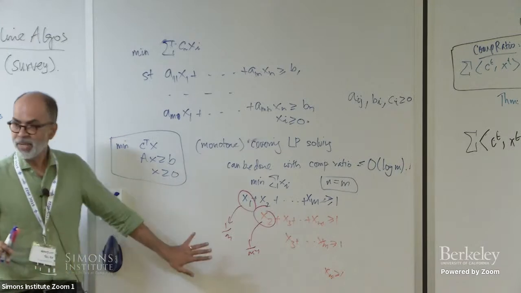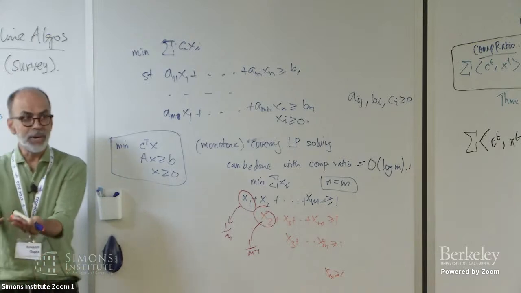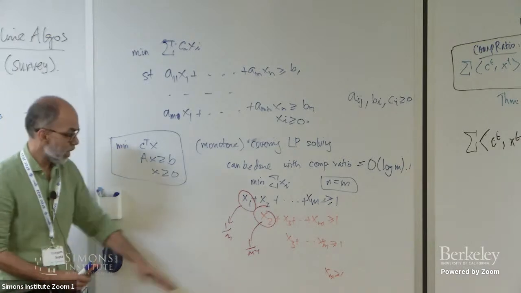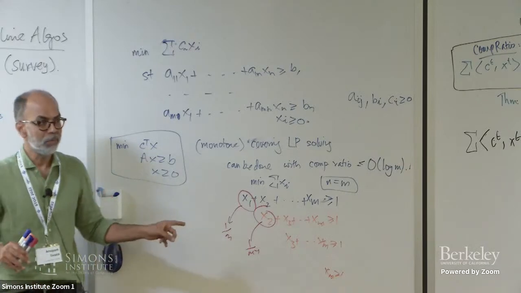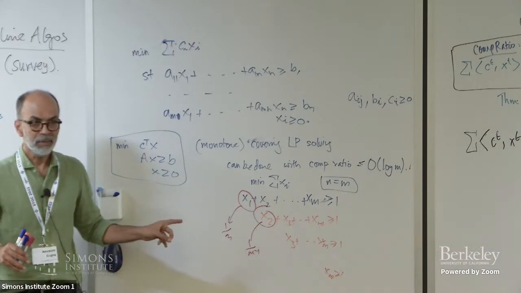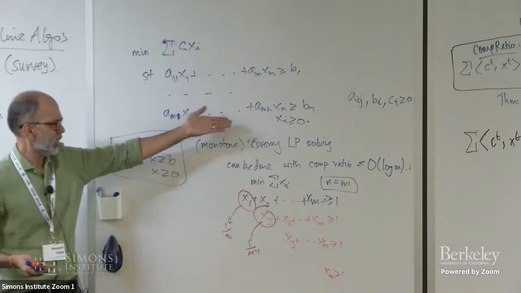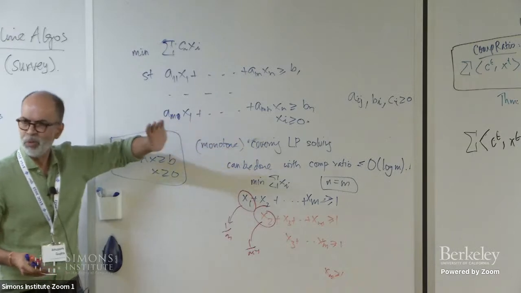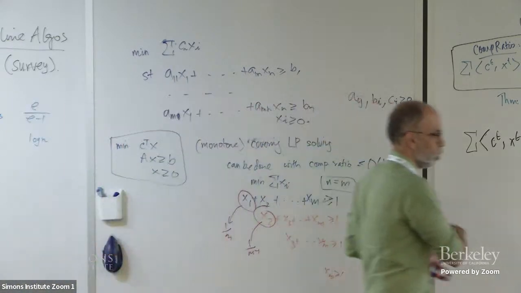But this made sense, right? Look, the constraints came up one by one. I maintained a solution that was always rising. And still my final solution wasn't that bad, it was only log m bad compared to the optimal solution. And this you can do for any covering LP of this form. Let me show you what the algorithm is.